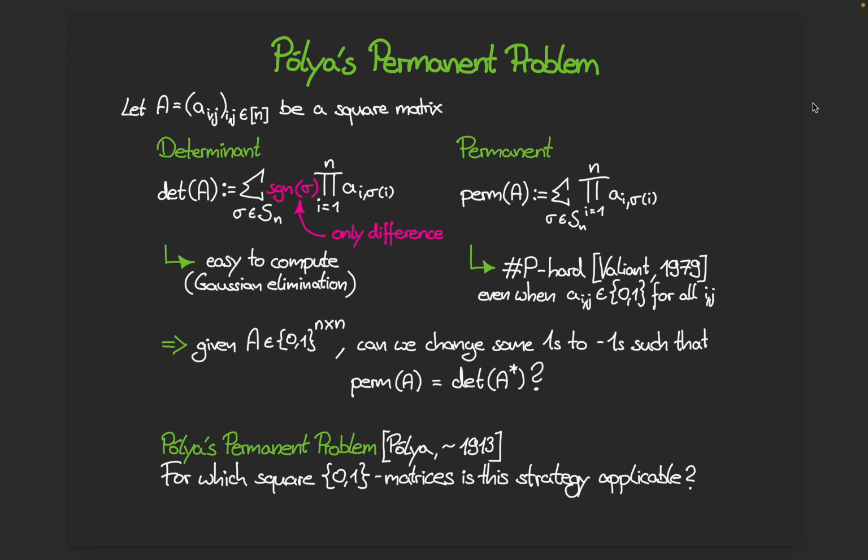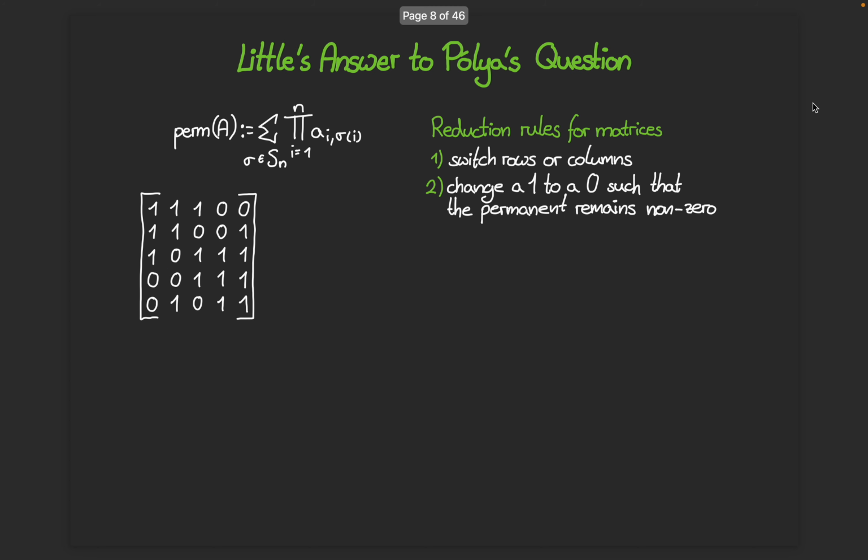So in 1913, more than 100 years ago, Polya asked: for which square 0,1 matrices can we use this strategy? An answer to this very innocent question somehow was found in the 70s. This is the first answer we have. It's by Little. And the way he expresses his answer is by reducing matrices. So he gives us a bunch of reduction rules.